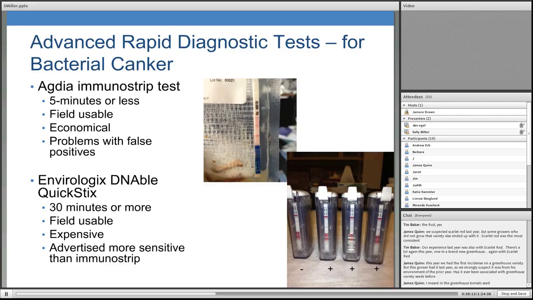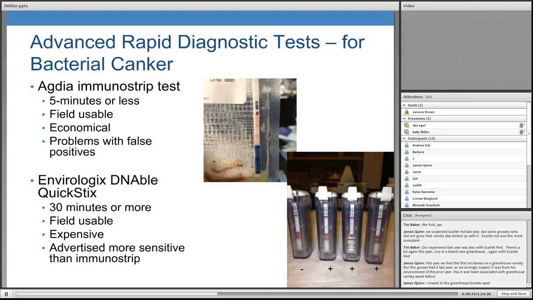As it turns out, and Agdia now has a technical note about this, this test for some reason reacts with a couple of very innocuous, omnipresent bacteria in the environment. And so if they happen to be up in those foliar tissue, at least one of them is a soil-borne bacterium.